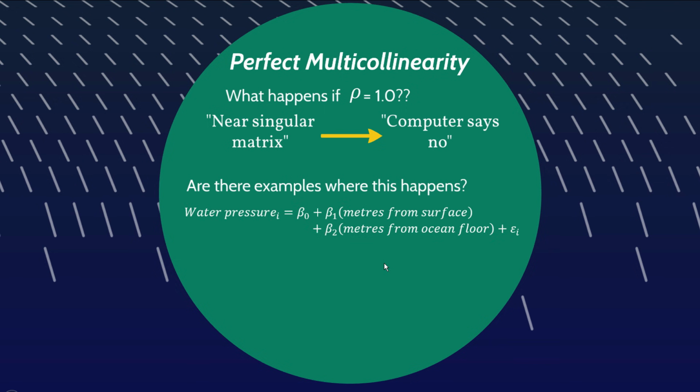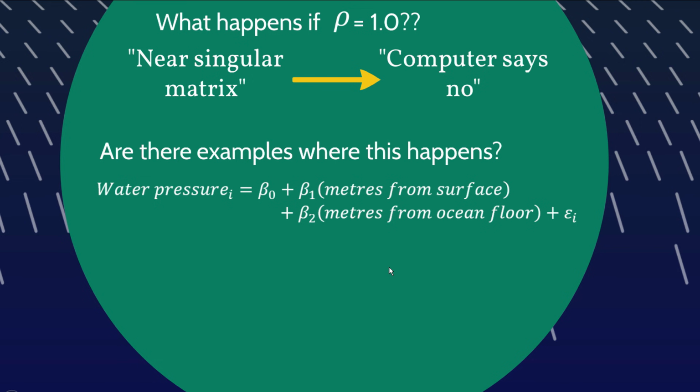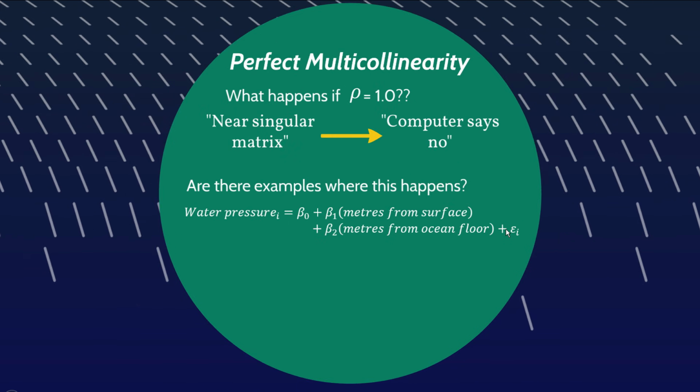What about this one? You're assessing the water pressure on a diver as a function of the meters they are from the surface of the ocean, and also the meters they are from the ocean floor. Now, is that a problem? Well, again, you can get from one to the other. The meters from the ocean floor is just the total depth of the ocean minus the meters they are from the surface. So again, these two variables would exhibit perfect correlation, such that the regression now suffers from perfect multicollinearity.